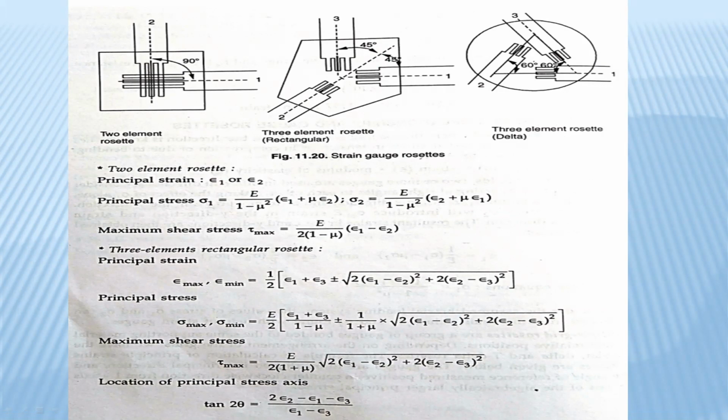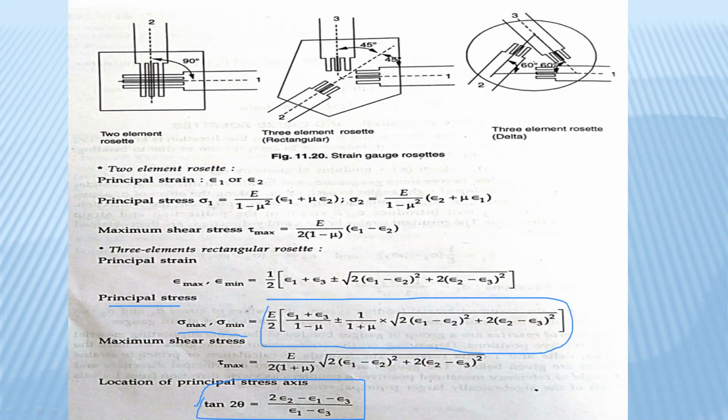Finally, I can get tan 2 theta equal to 2 epsilon 2 minus epsilon 1 minus epsilon 3, divided by epsilon 1 minus epsilon 3. It is the final condition I can get under different conditions. I can get the principal stresses, sigma maximum and sigma minimum, as E by 2 into this formula, and maximum shear stress, tau maximum, is equal to this formula. So these are the stress and strain relationships of the strain gauge rosettes.